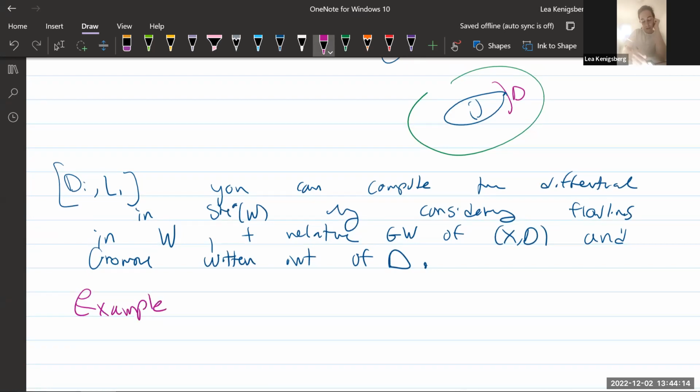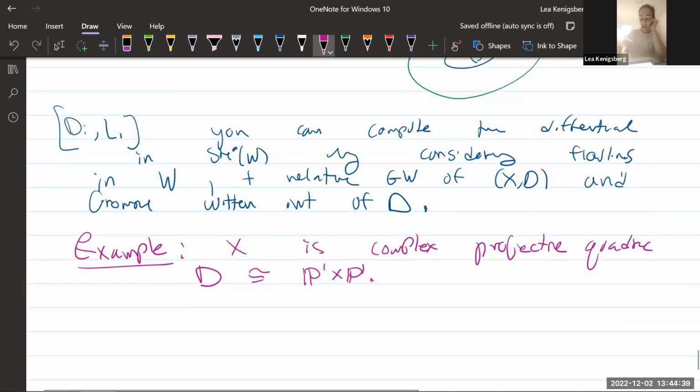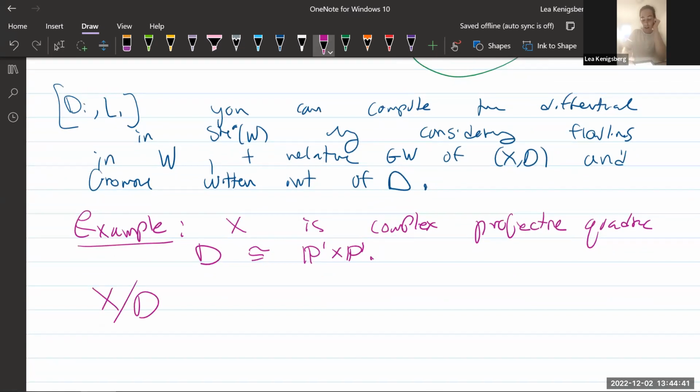So the example that I use is this: X is the complex projective quadric, and D can be identified with P1 plus P1, and X minus D is symplectomorphic to T star S3.